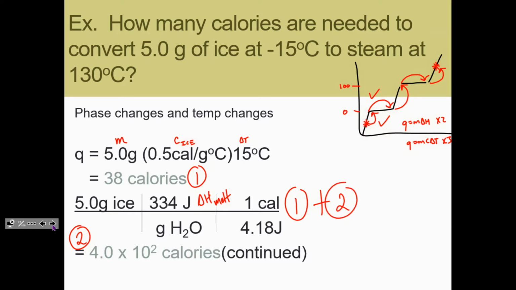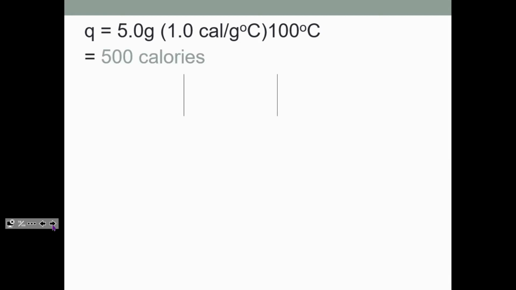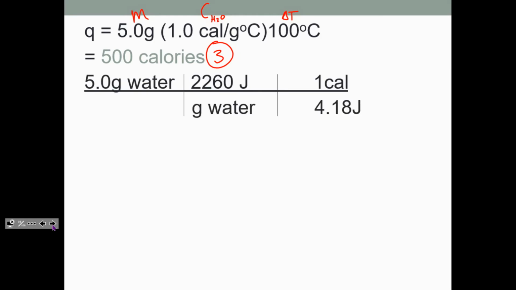And what we're going to do is combine 1 and 2. And then eventually we're going to combine 3, 4, and 5. So let's keep going. Step 3, we have a mass, specific heat of H2O, using calories, and then the delta T, change in temperature, which is 100. So our third step is 500 calories. Fourth step is going from liquid water at 100 to steam. So I'm using my delta H for vaporization. And then I'm converting to calories, and I get 2.7 times 10 to the third.